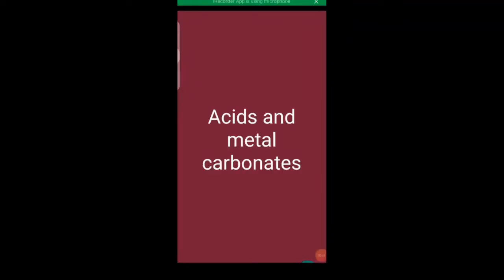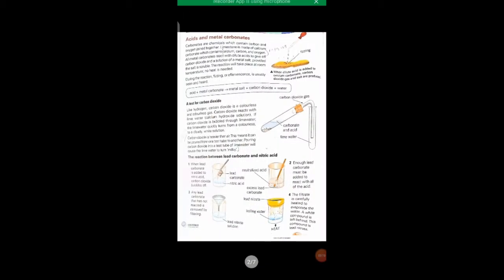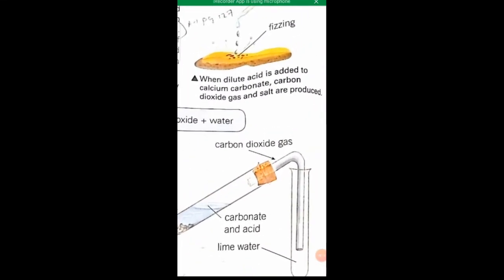Welcome students, today I am going to explain another topic, that is acids and metal carbonates. We will talk about the reaction between acid and the metal carbonate. Over here you will see a reaction, that is, dilute acid is added to calcium carbonate, so carbon dioxide gas is formed and salt is being produced.